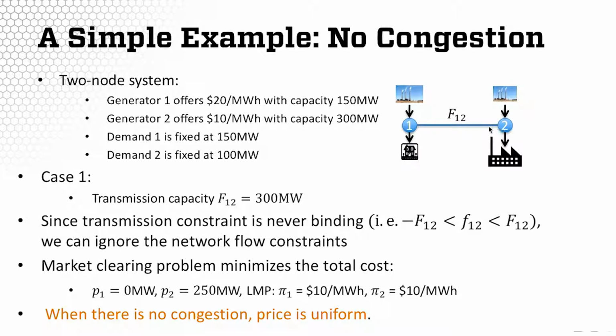And the amount of power flowing from 2 to 1 is exactly 150 units to satisfy demand 1. So generator 2 generates 250, 100 goes to this load, and 150 goes to this load. So then the question is, what is the electricity price? Again, the intuition is important. The electricity price is the cost of increasing the amount of demand by a little bit.